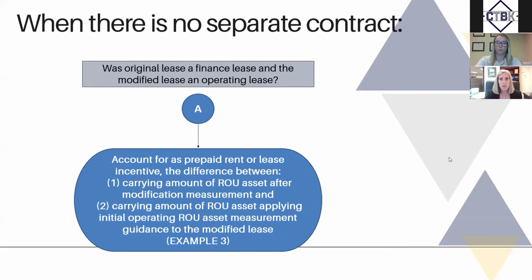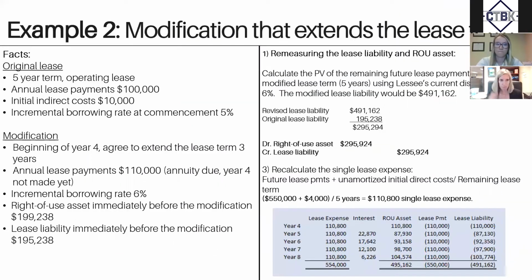So let's go through the first, example 2. In this case, we had an original lease of $100,000 annual payments, 5-year term. It has been modified at the beginning of year 4 to extend it for 3 additional years. No additional right of use. So if we go back to, is it a separate contract? Because there's no additional right of use, it is not a separate contract.